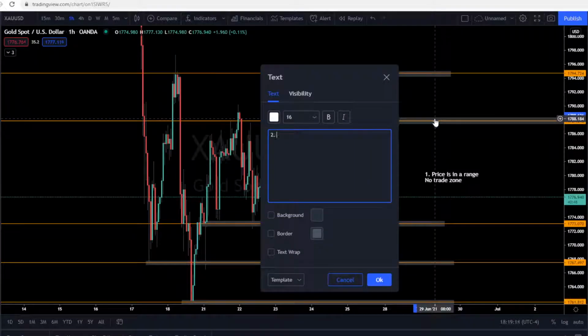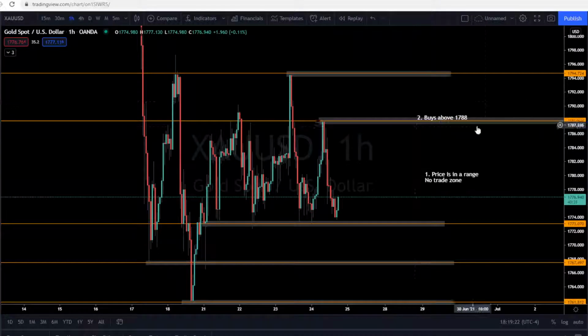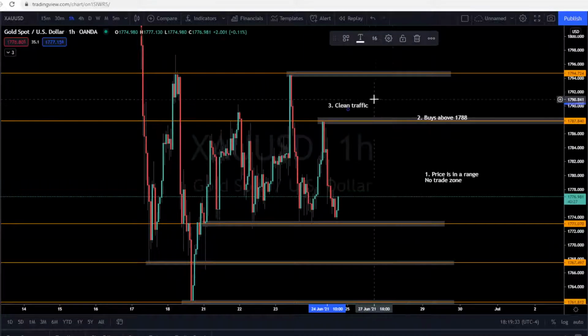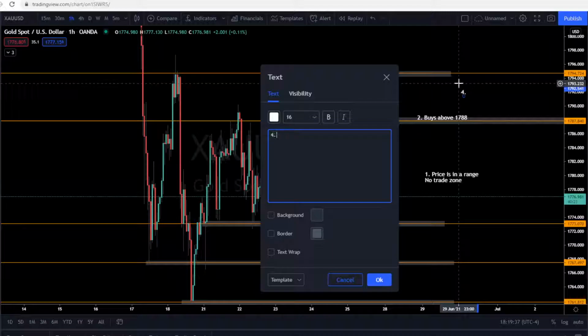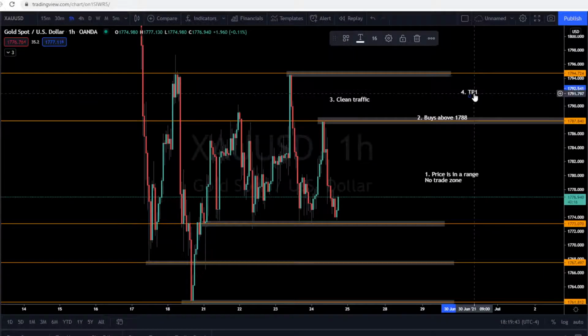Buys above, what level is this? 1788. Yeah, so we're looking for buys above 1788, and we are looking for our take profit one at about 1795, 1794, 1795. All right, so let's move this up here.